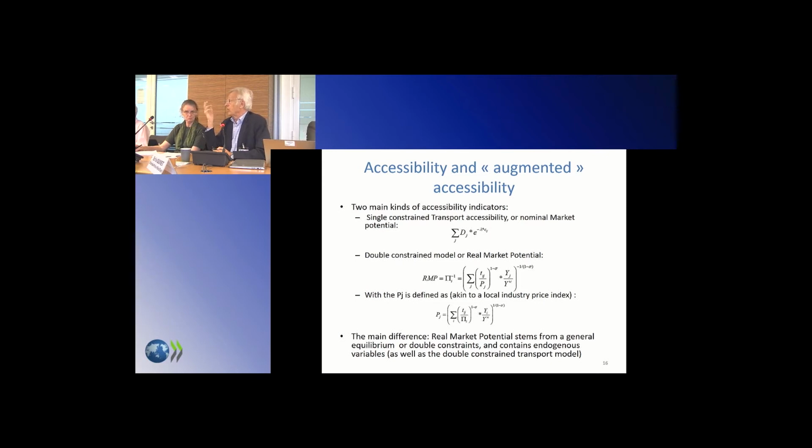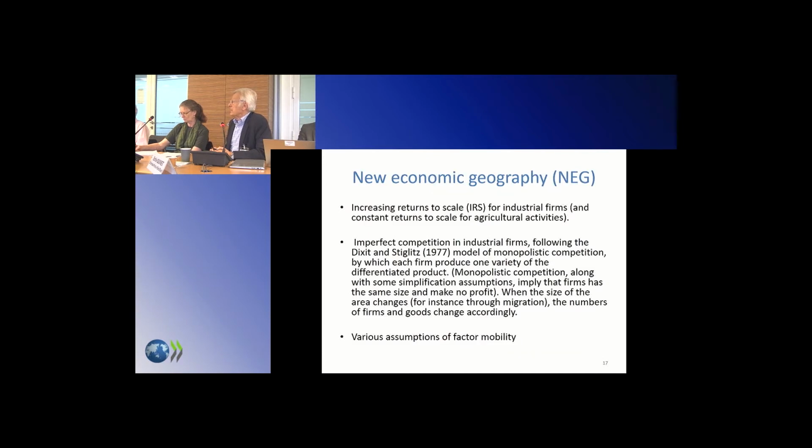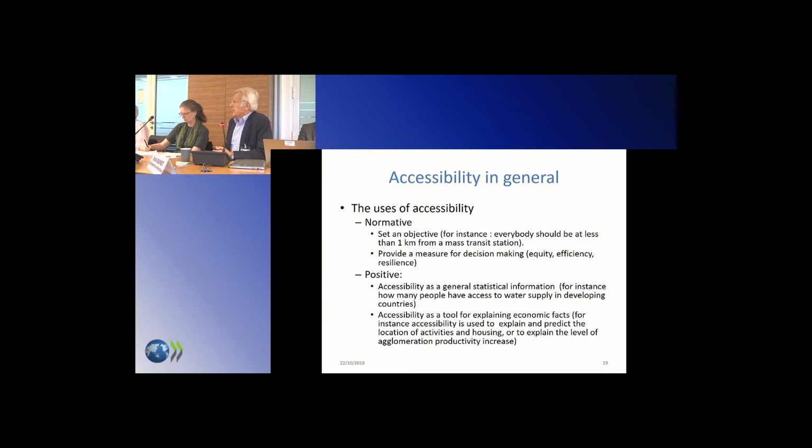It is what can be called the augmented accessibility, which is quite similar to the double constraint model in transport. The double constraint is not much used, but the augmented accessibility, which takes into account several constraints, is used in the trade and economic geography tradition, and also in new economic geography. If you look at it from the economic point of view, you see that there are two possible uses of accessibility in this vein, normative and positive.